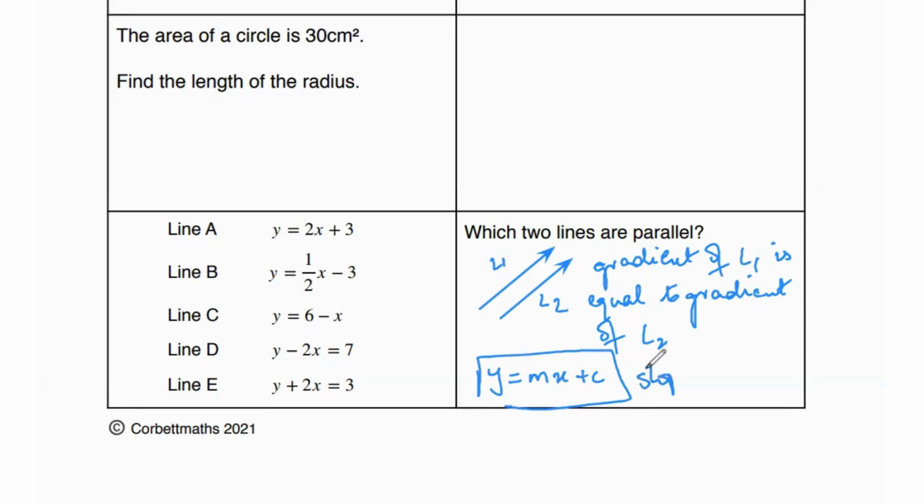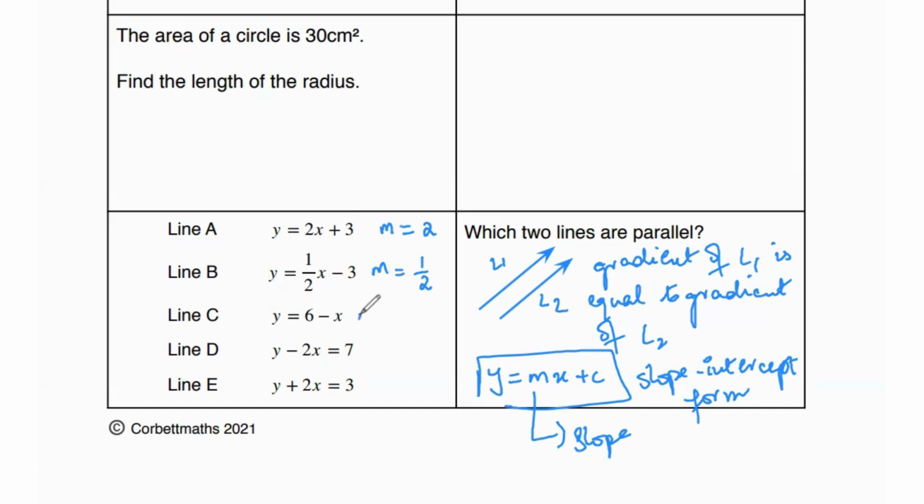That is your slope-intercept form. So slope is basically the value of m. So if you look at line A, this has the slope of 2. If you look at line B, this has the slope of 1 over 2. And the slope is the same as gradient, in case any one of you doesn't know that.